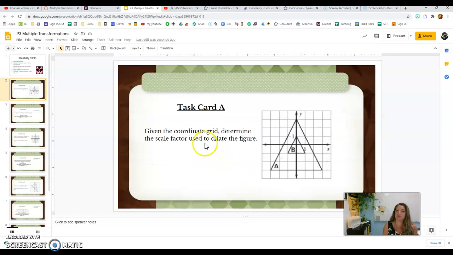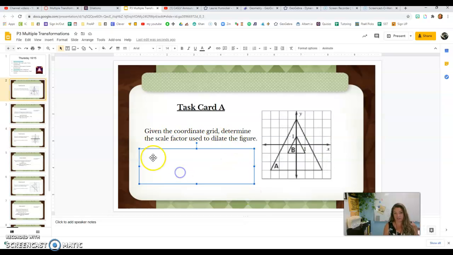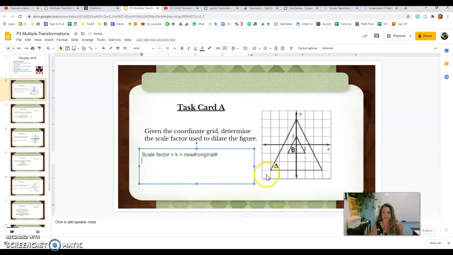You actually have to find the scale factor. And so what you do to find a scale factor, the K value, because remember that's the letter that we use, it's actually going to be a fraction or a simplified fraction. So what you're going to do is you're going to put the new number on the top and you're going to put the original number on the bottom.